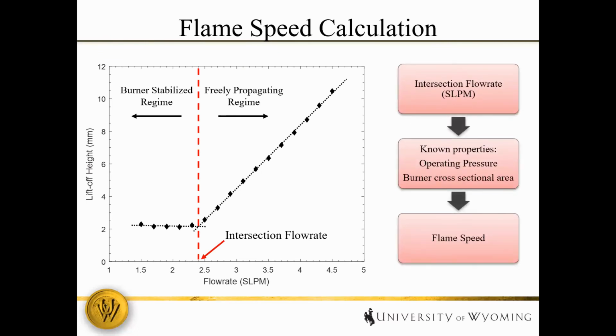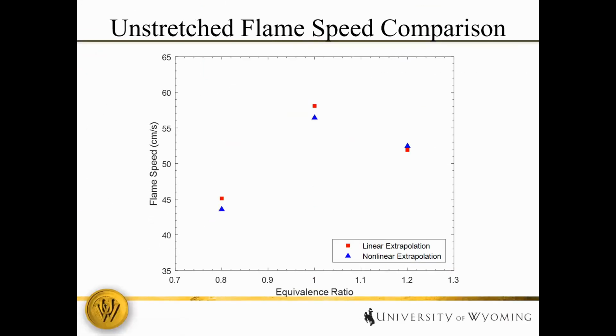Now, if we plot the unstretched flame speeds predicted using the PIV technique and we overlay the calculated flame speeds using the chemiluminescence technique, we can see that the chemiluminescence technique predicts very similar flame speeds.